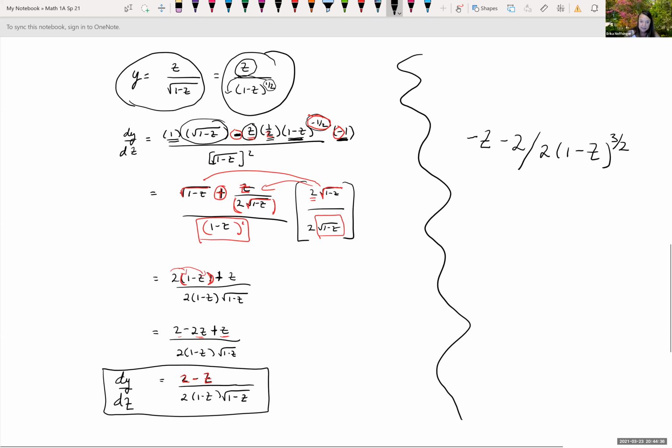So technically this is actually, and let's say that this was just the correct answer. So let's say that this was instead 2 minus z here. This is wrong because you need parentheses around the whole numerator. If you don't have those parentheses around the whole numerator, basically what this is saying is you have 2 minus and just z in the numerator over 2, 1 minus z to the 3/2.